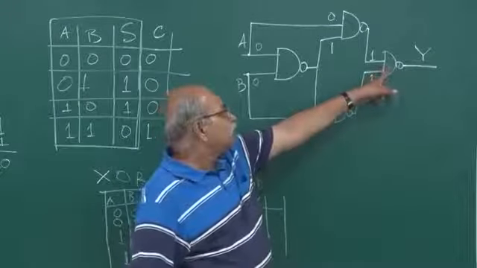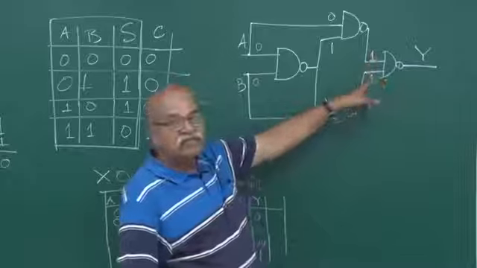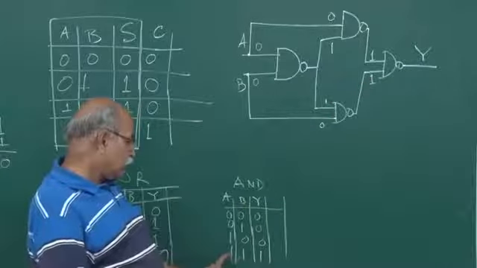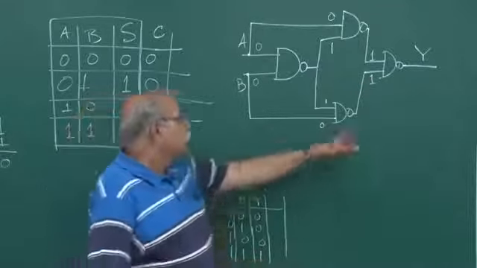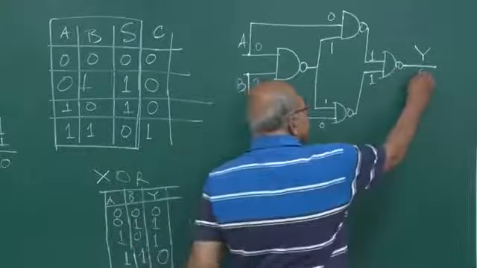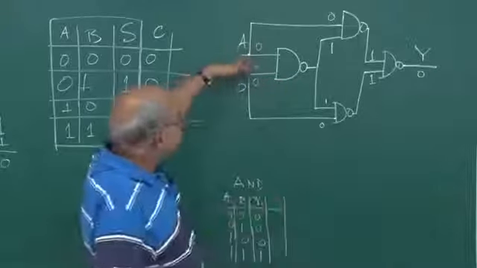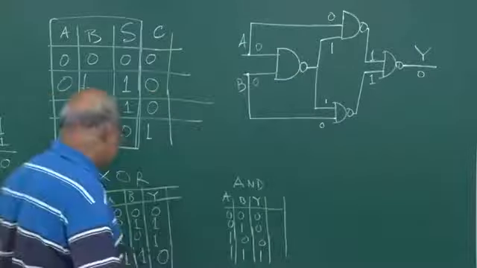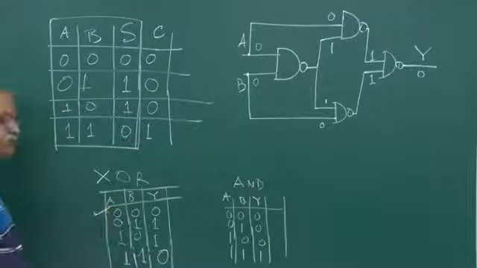What is AND of 1 1? That is 1. For 1 1, the AND is 1. So you are getting 1 here, and NOT of that is 0 here, so you are getting 0 here. So 0 and 0 gives me 0, so this first line is done.